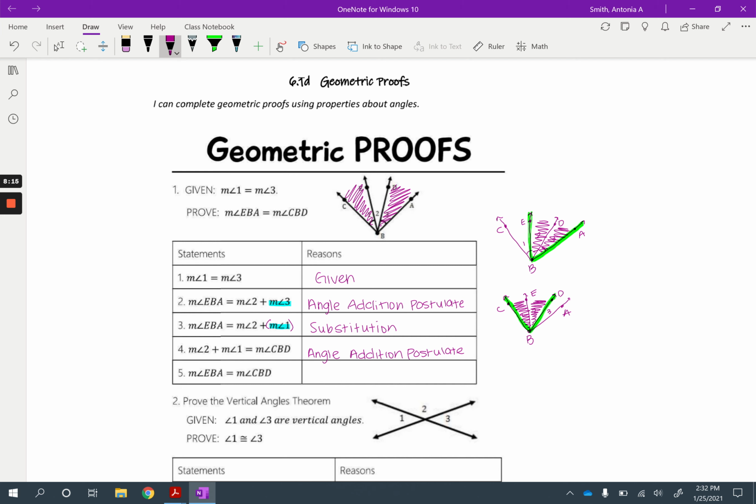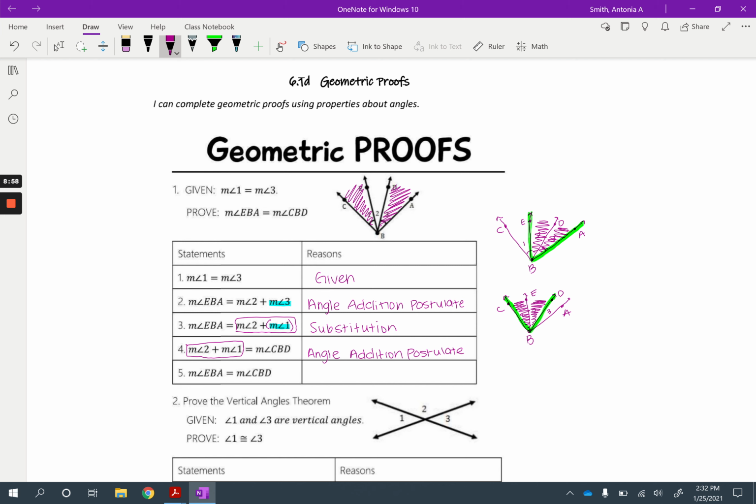Okay. Now we're to our last statement. Now it says that the measure of angle EBA equals the measure of CBD. Okay. So how did they jump to this statement? What's the reason we're able to jump all the way to the final answer? If I look at the two statements before, I have the measure of angle EBA equals the measure of angle 2 plus the measure of angle 1. Okay, so I have the measure of angle 2 plus the measure of angle 1. I'm going to put a box around that. Because in statement 4, it then says the measure of angle 2 plus the measure of angle 1 equals the measure of angle CBD. So again, I'm seeing the measure of angle 2 plus the measure of angle 1.